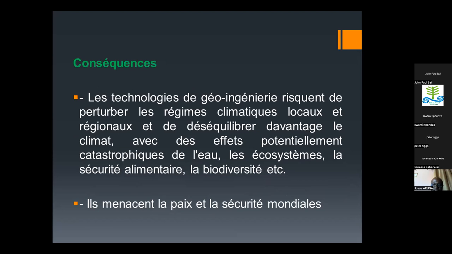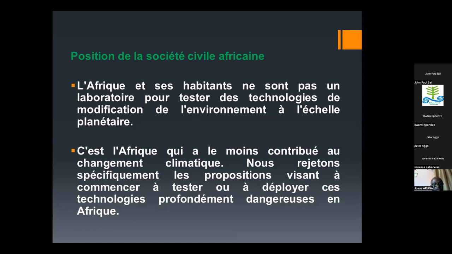So what are the consequences of this? Those types of technology can really unbalance the climate regimes at local and regional level. It can cause more natural catastrophes. It has deep consequences on ecosystems, on biodiversity, and of course, food security. And we can see that this type of technologies can also threaten peace at the world level.